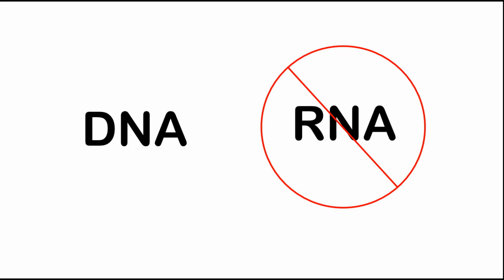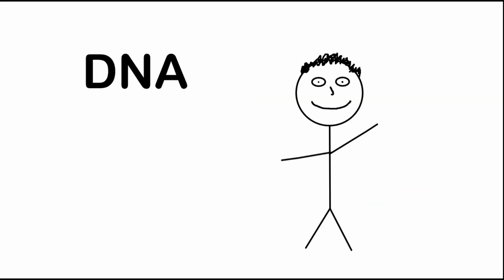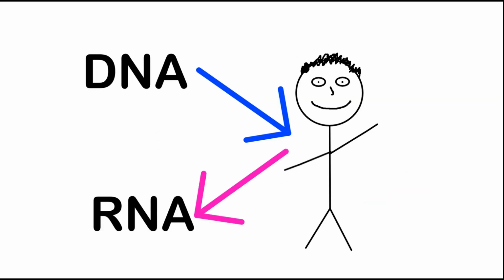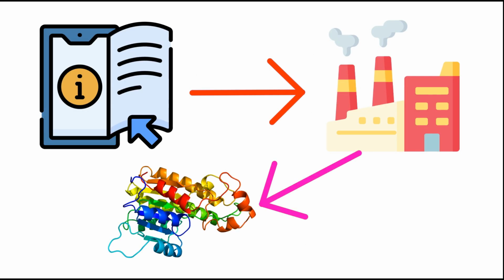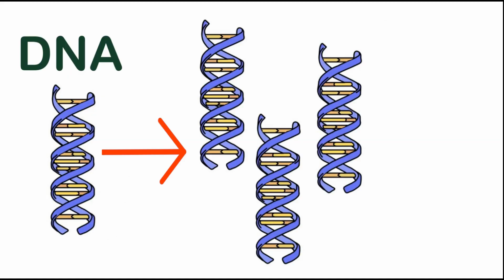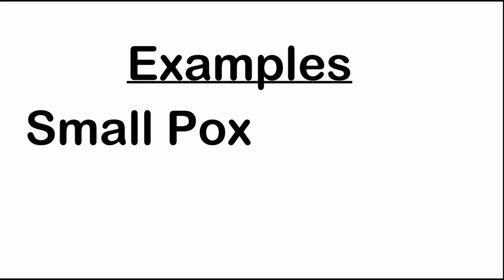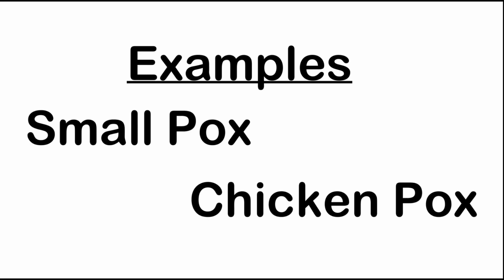Some viruses use DNA instead of RNA. In this case, the virus relies on the body to turn the DNA into RNA so that it can have the instructions to make all of the proteins necessary for the virus. It then also has to copy the DNA to make new viruses. Some examples of DNA viruses are things like smallpox or other herpes-like viruses.